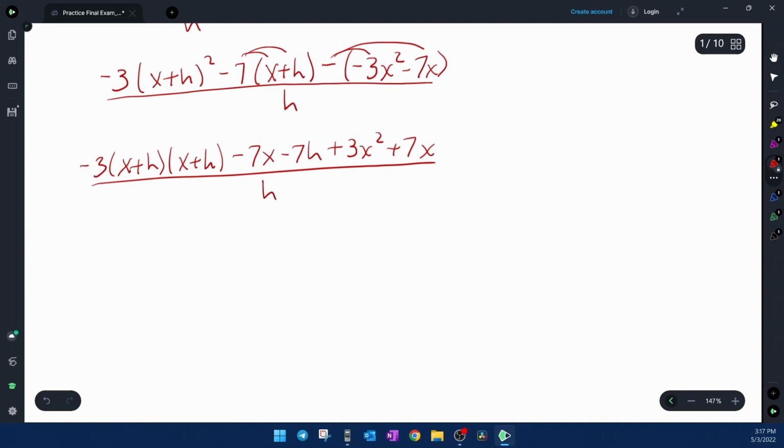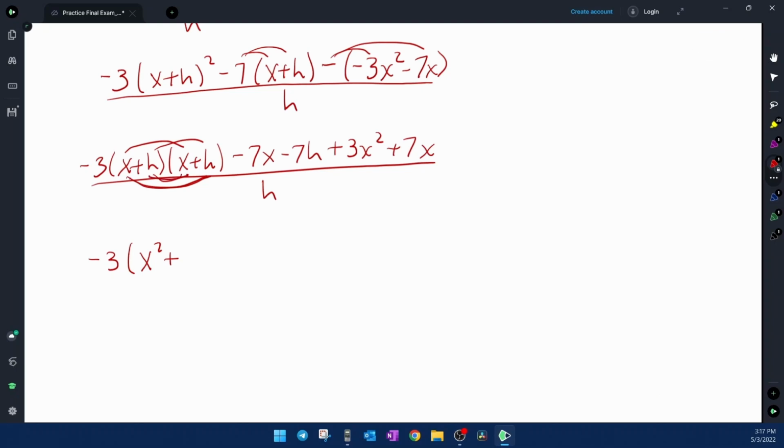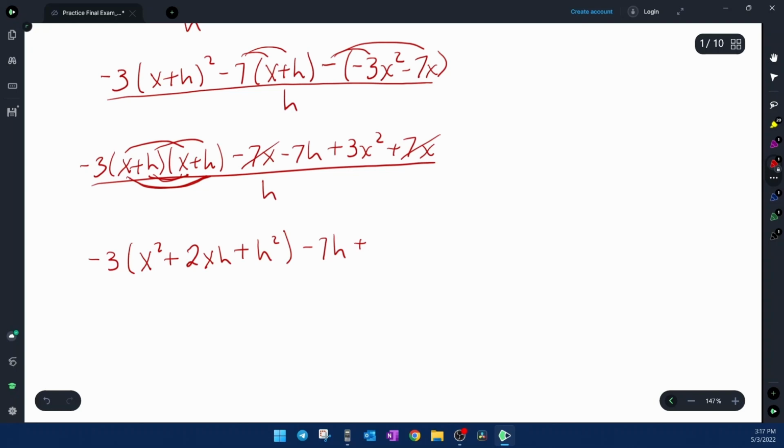And then the next step is to FOIL. First, outside, inside, last. That's going to give us negative 3 times x squared. I'm going to have a plus xh and another plus xh. So I'll have 2 of those. That's from the outside and the inside. And last, plus h squared. And then notice that the minus 7x and plus 7x cancel. So we're going to go ahead and eliminate those and copy the other terms down.